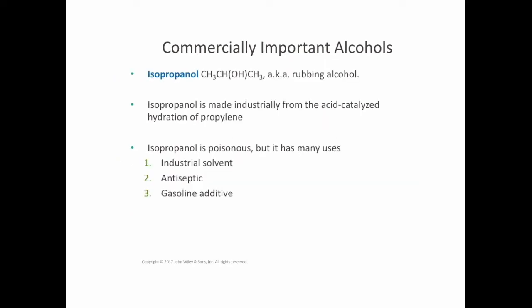Isopropanol, also known as rubbing alcohol, is made industrially from the acid-catalyzed hydration of propylene. So that's propylene, and in the presence of acid and water, you can form isopropanol. It is poisonous, but has many uses as an industrial solvent, antiseptic, and gasoline additive.